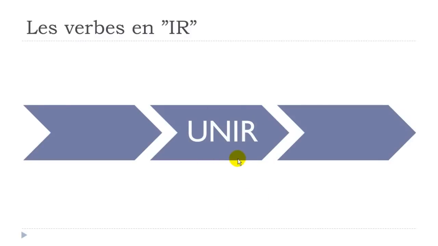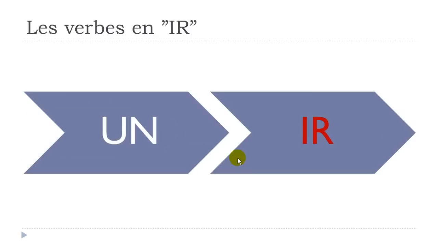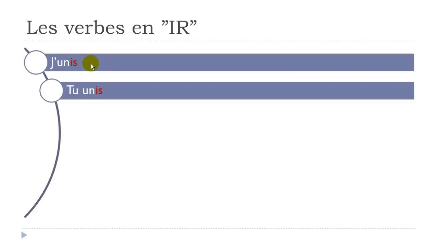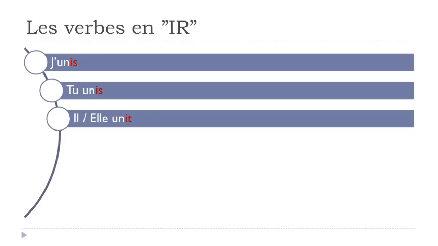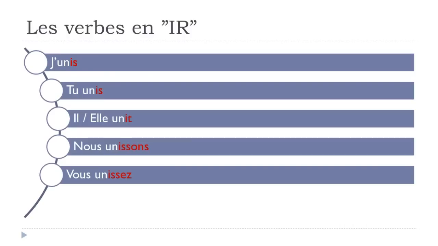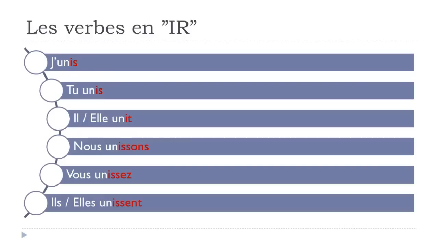Unir, to unite. Okay, same rule. We just keep this UN and then you spot the ending, you take it away and you will keep the UN to construct. So, j'unis, same way. Tu unis, il unit, elle unit, nous unissons, vous unissez, ils unissent, elles unissent. Okay, so it's exactly the same. So, same group, same way to conjugate it.